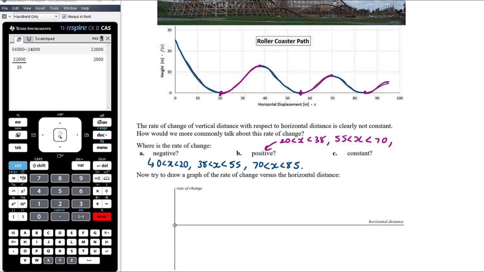I just want us to think about where is there positive gradient, hence positive rate of change, where is there negative gradient, hence negative rate of change. Okay, so from 85 to 90.